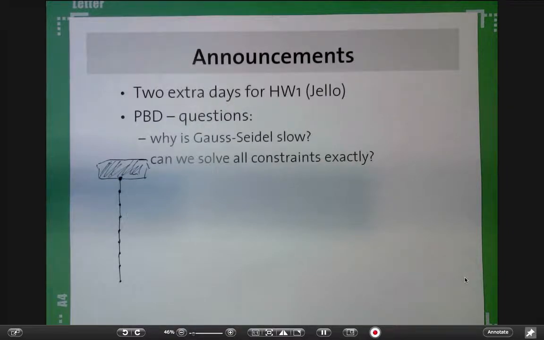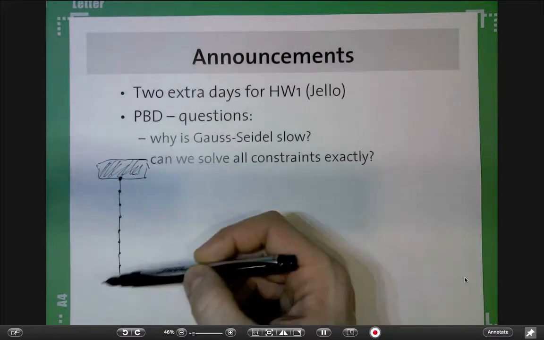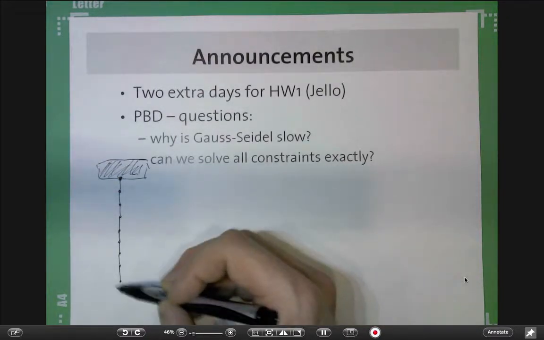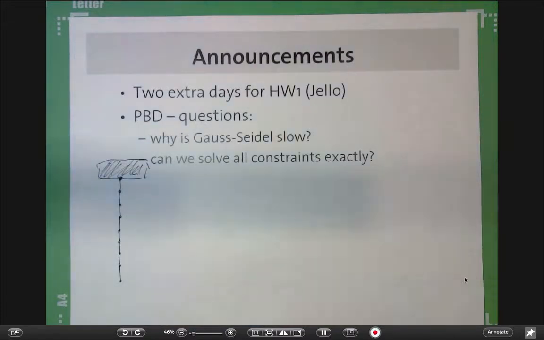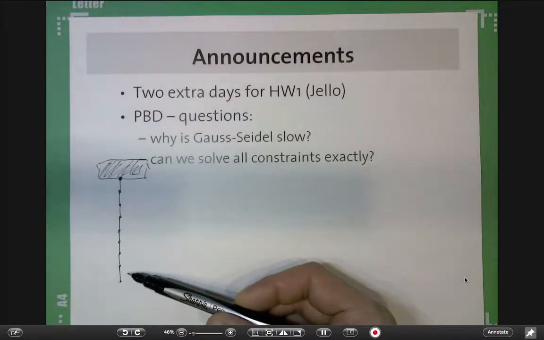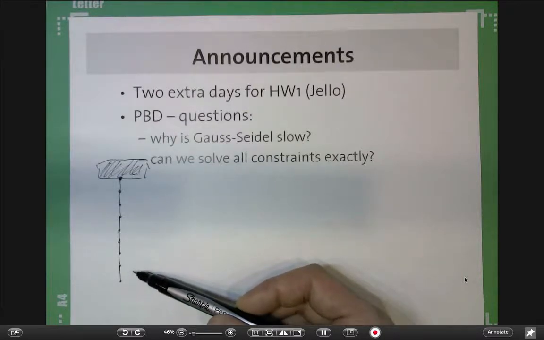Let me remind you, in case you forgot, the idea is to go through every single constraint. Here between every two particles, I have a constraint. There is one, there is another one, and so on, and I project them one by one. That's the idea of the Gauss-Seidel constraint projection step. I mentioned it briefly last time, but I wanted to make sure it's clear. The problem is that this depends on the ordering of the constraints, on the order in which they are projected, right?